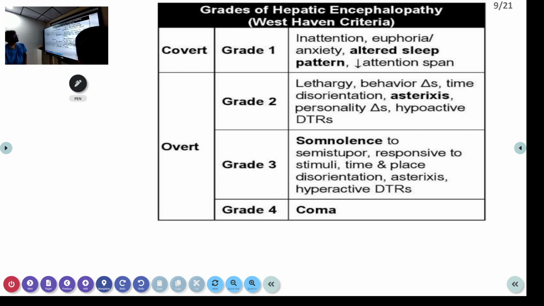Grade 1, there is altered sleep pattern and decreased attention span. Grade 2, there are flapping tremors. There will be hyporeflexia. Grade 3 is characterized by a semi-stupor state and hyperactive deep tendon reflexes. Grade 4 is coma.